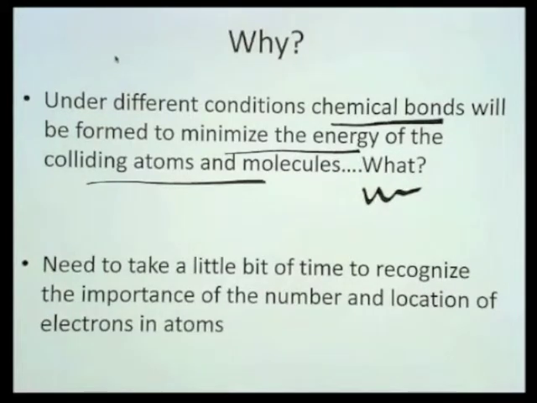So we need to back up a little bit if we're going to understand really what's going on with ozone, and take a little bit of time to recognize and understand a little bit better the number and location of electrons in atoms. And once we understand atoms better and electrons in atoms better and bonding better, we'll swing back around and look at what is the importance of ozone in the stratosphere.